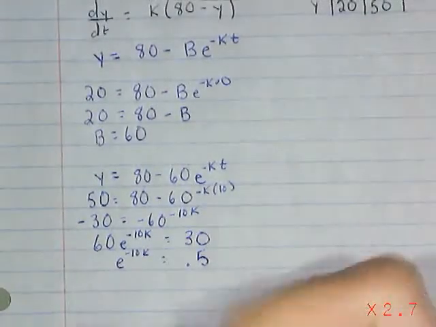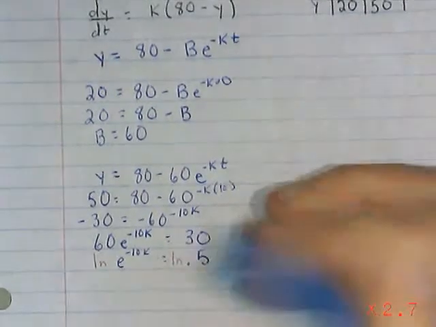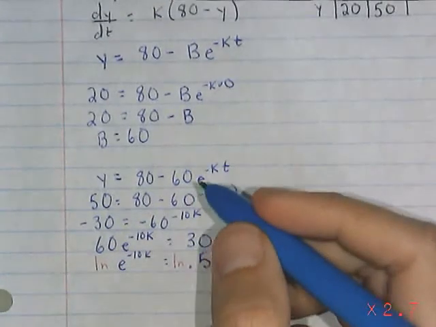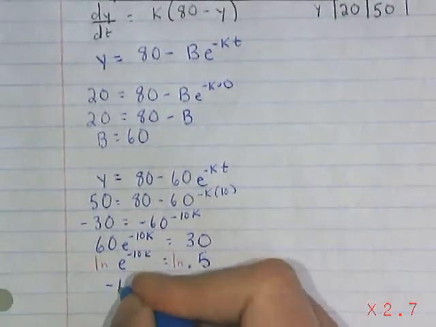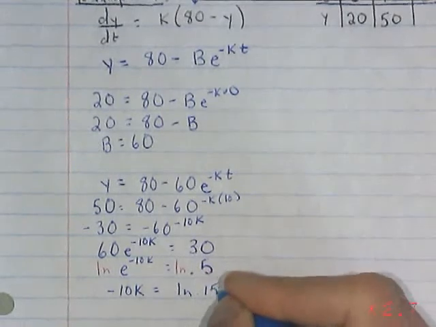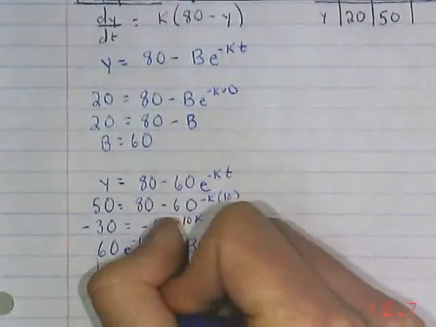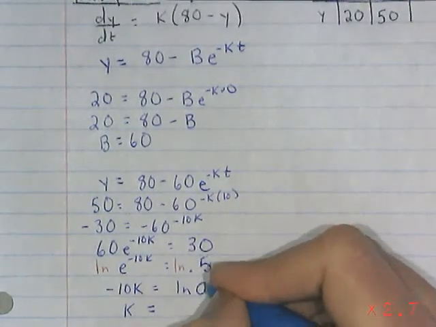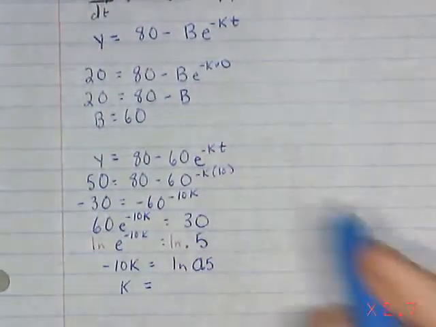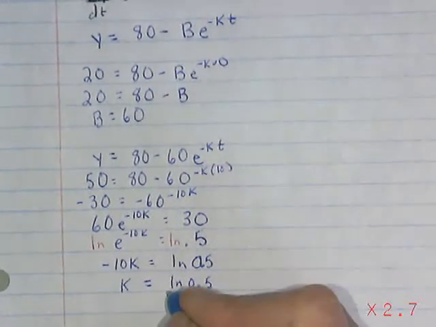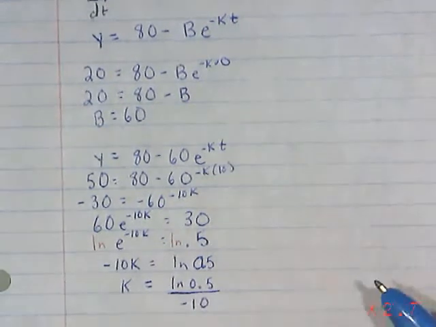We'll natural log both sides to get our k down. End up with that negative 10k is equal to the ln of 0.5, or that k is equal to the ln of 0.5 divided by negative 10.